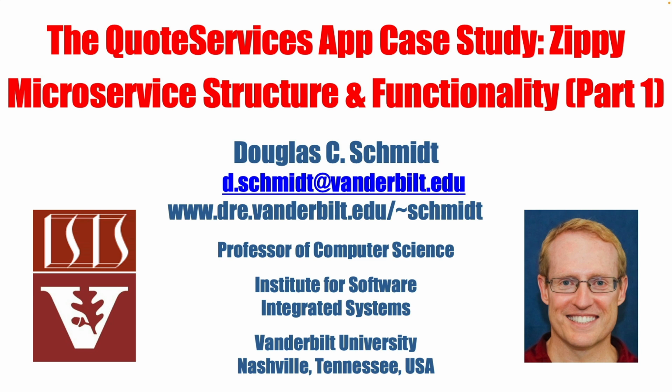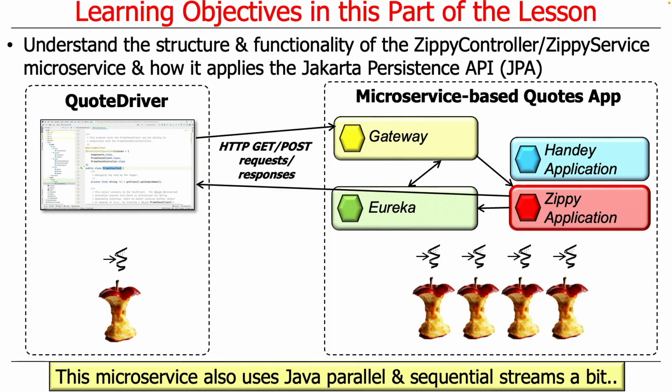OK, so we're going to take a look at the structure and functionality of the Zippy microservice. And if you recall, the Zippy microservice was the one that we used with the QuoteServices case study, which took requests from a client and then used the Jakarta Persistence API, or the JPA, in order to return back the requested quote objects back to the client.